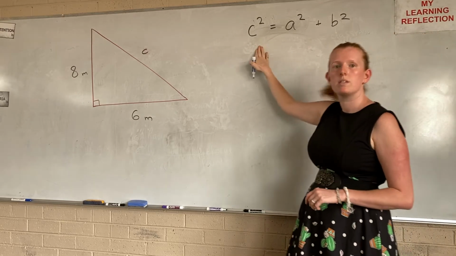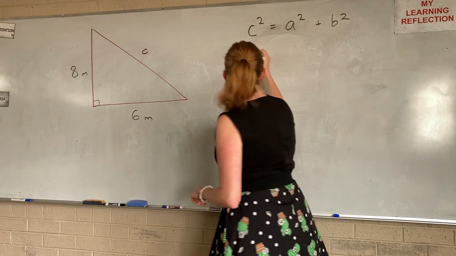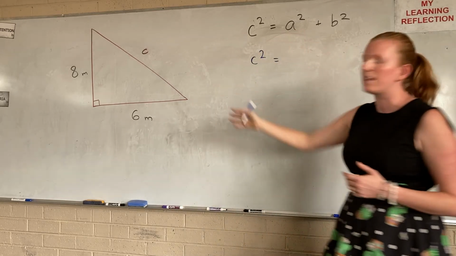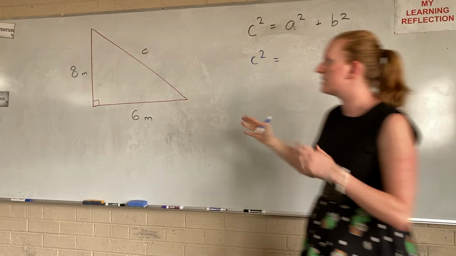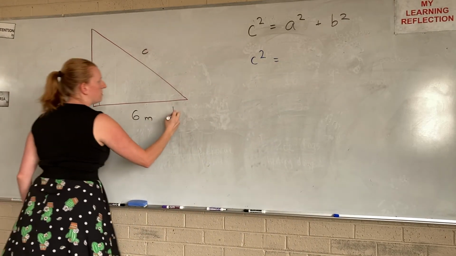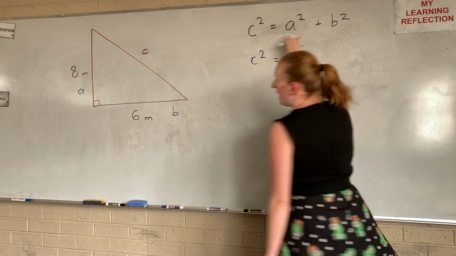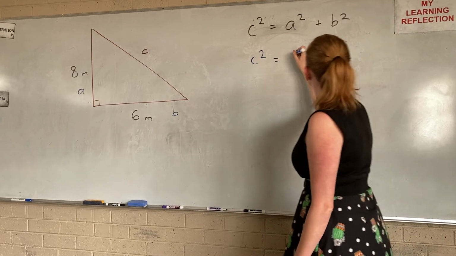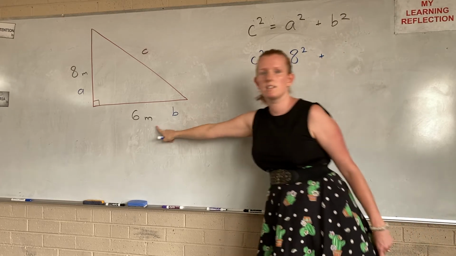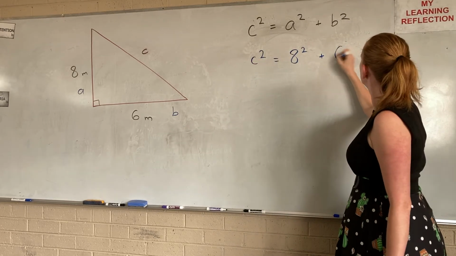So I don't know what c is yet, so that has to stay as c. So this becomes c squared. A, now that can either be the 6 or the 8, it doesn't matter which one. So I might make this the A, and this can be the B. So instead of A, I'm going to be putting 8, because that's the length of my A side. My B side is 6, so 6 squared.